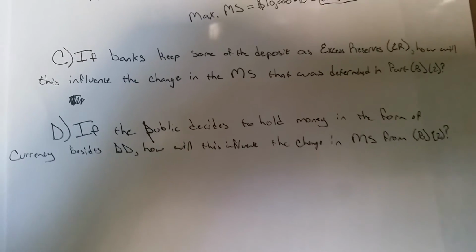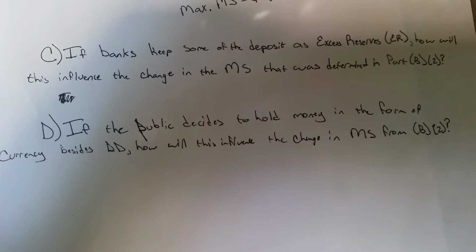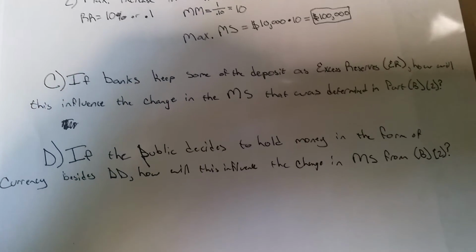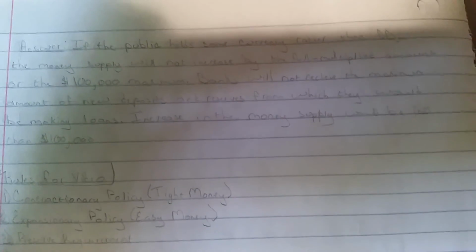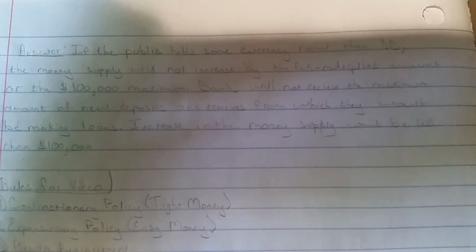All right, the last question asks, if the public decides to hold money in the form of currency besides demand deposits, how will this influence the change in the money supply from B2? Remember, in B2 it is $100,000. The change in the money supply would be less than $100,000, because if the public keeps some of the money as currency, paper money, instead of putting it into the bank, then the bank doesn't actually have that money. So they can't loan out the maximum amount that they would have normally been able to. And that's it. Thank you for joining me.